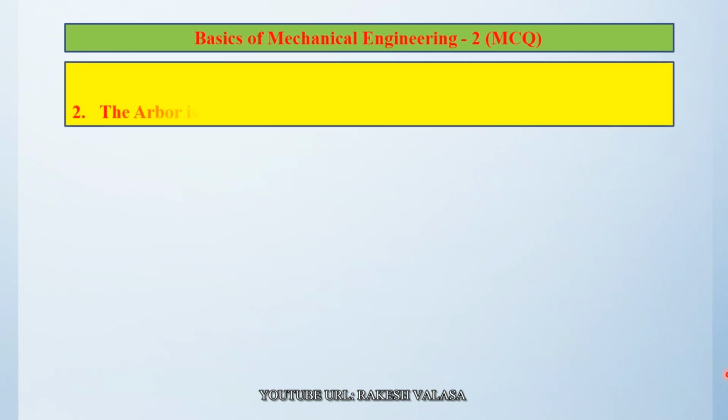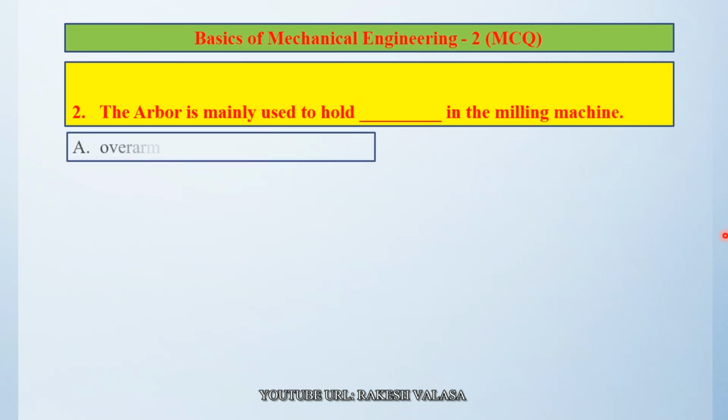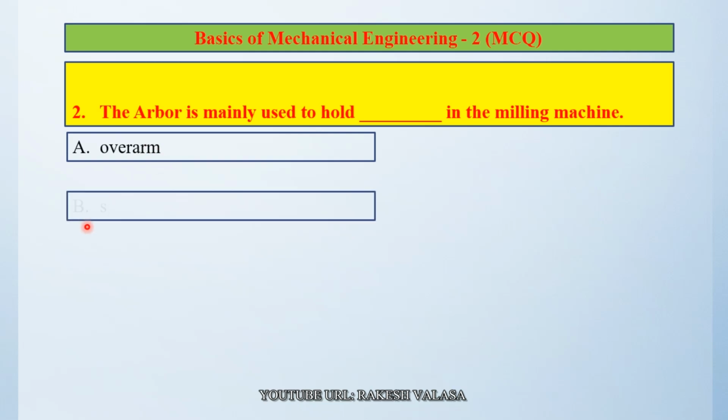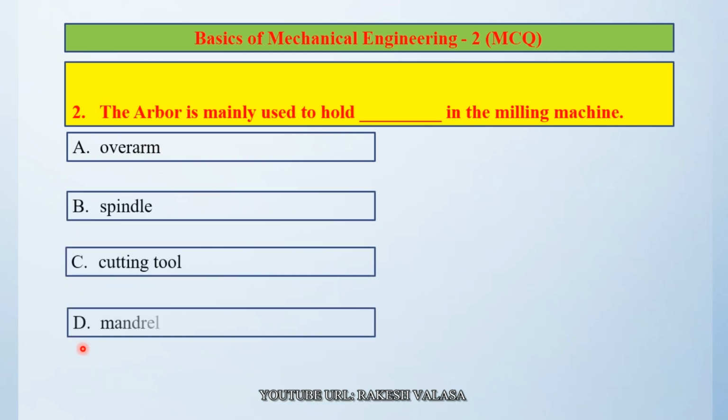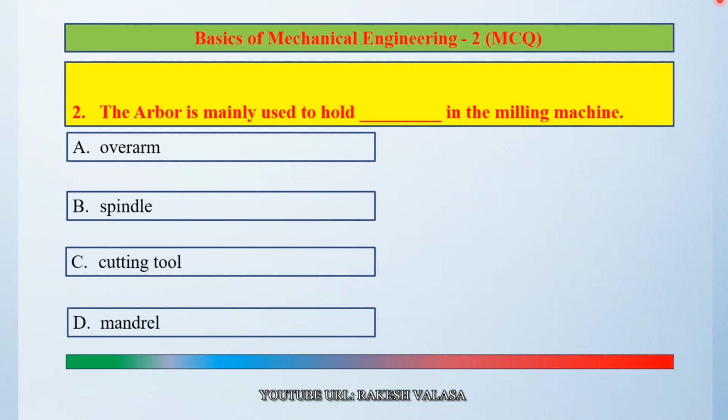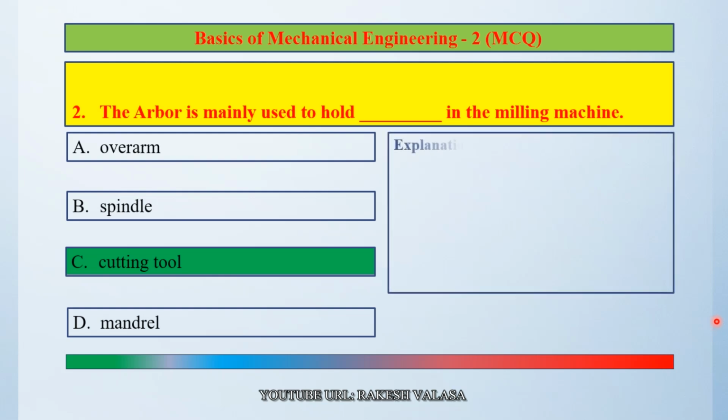Question number 2. The arbor is mainly used to hold dash in the milling machine. Option A, overarm; option B, spindle; option C, cutting tool; option D, mandrel. The correct answer is option C, cutting tool. Let us see the explanation.